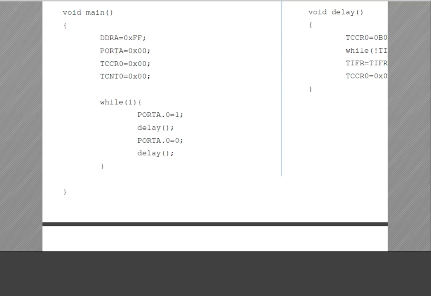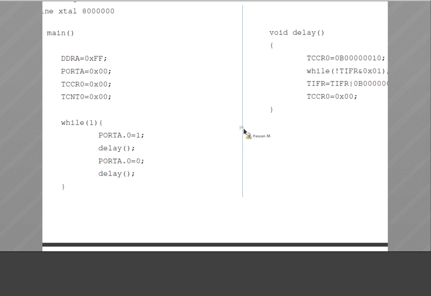Eight-bit timer counts from 0 to 255. That's right. Infinite loop, while 1. Port A dot 0 is 1. Delay. We use a delay function.